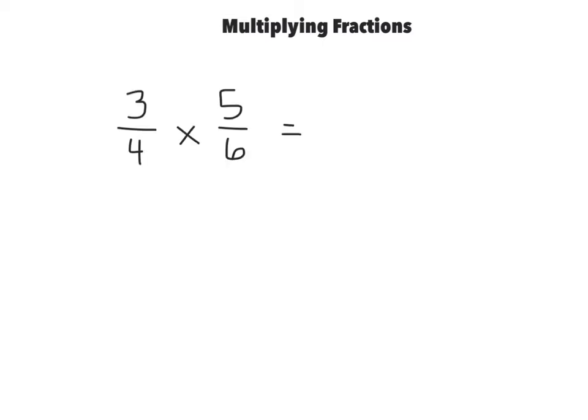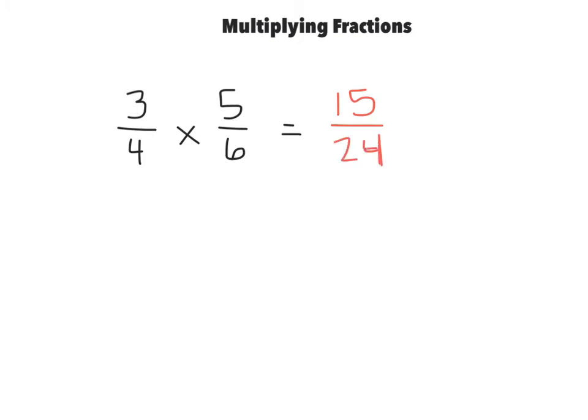Our first one is 3/4 times 5/6. The reason I think it's really easy is because we are just going to go straight across. I'm going to multiply 3 times 5, so I'm going to multiply the numerator times the numerator, and I'm going to multiply 4 times 6. So 3 times 5 equals 15, and 4 times 6 equals 24.